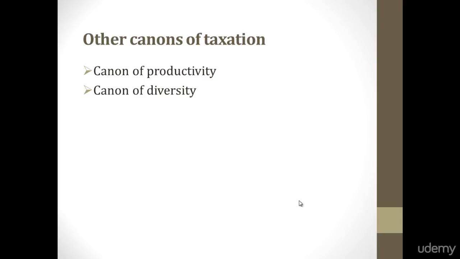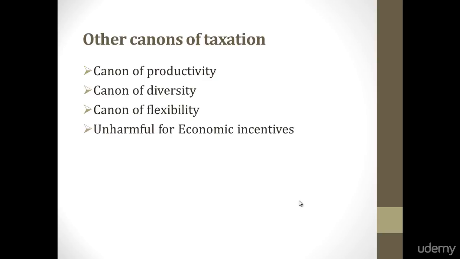Canon of diversity. There should be various types of taxes so that all classes of people have to pay some kinds of tax. In this way, all people can contribute to the state revenue. Some taxes should be direct and others should be indirect. Canon of flexibility. Besides the individual tax, the whole tax system should also be elastic. A tax system which can eliminate inflation and depression is desirable.